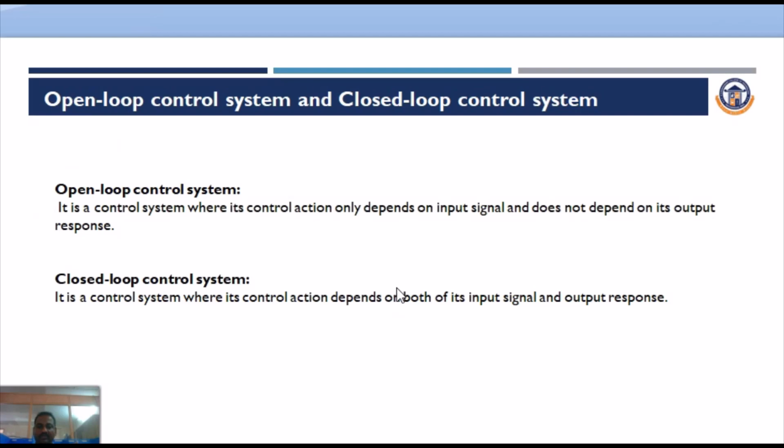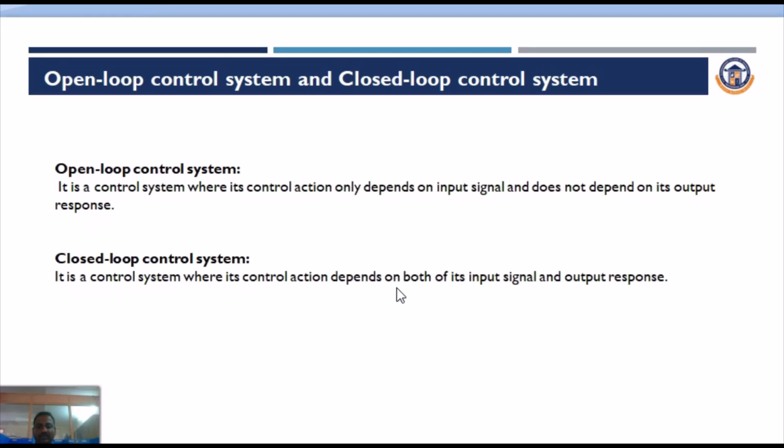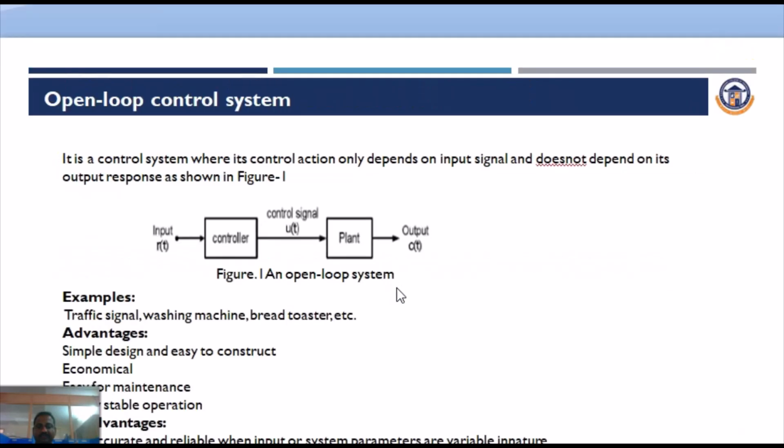Open loop control system and closed loop control system. An open loop control system is a control system where the control action only depends upon the input signal alone and it does not depend upon the output. Closed loop control system, it depends upon the input signal as well as the output response.